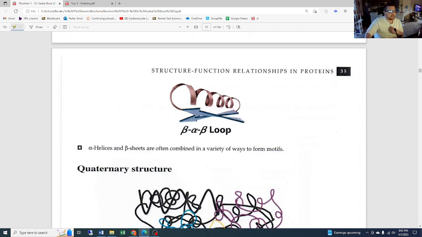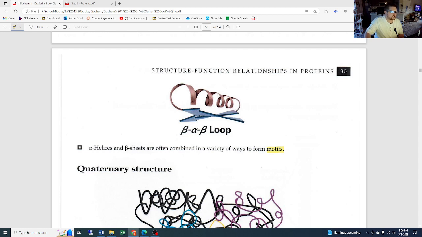And this is when the alpha helices and the beta sheets are combined in a variety of ways to form motifs. That is the fun word of this section. Motif literally means it's like a repeated pattern or some kind of symbol or kind of artsy sort of thing. What it's saying is just its form, and it's ways to form motif. It forms its specific pattern and everything that goes on.